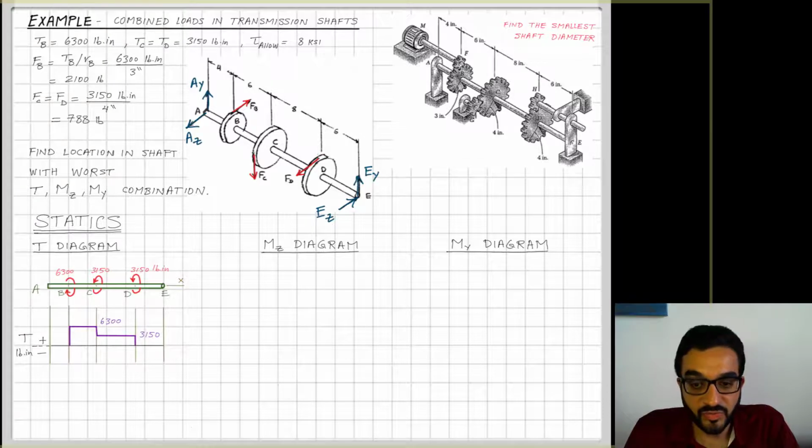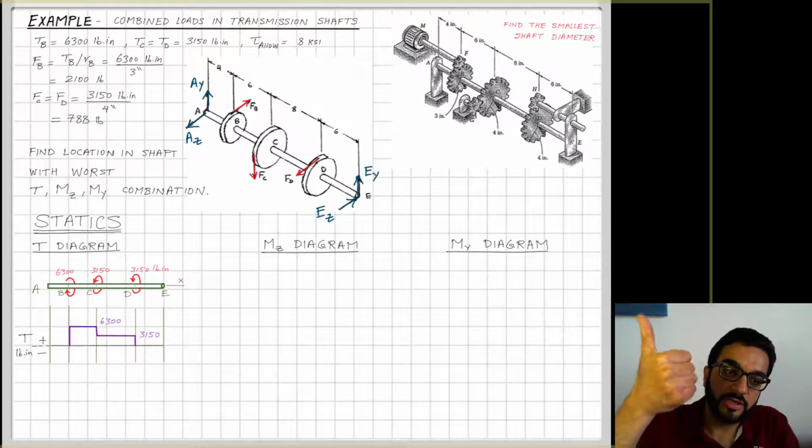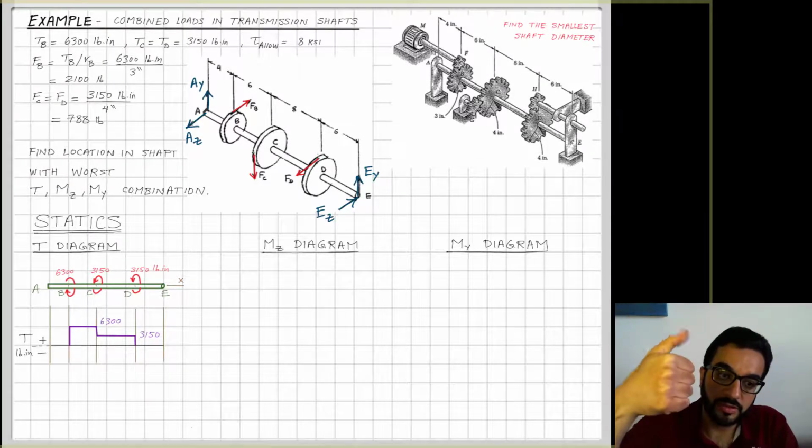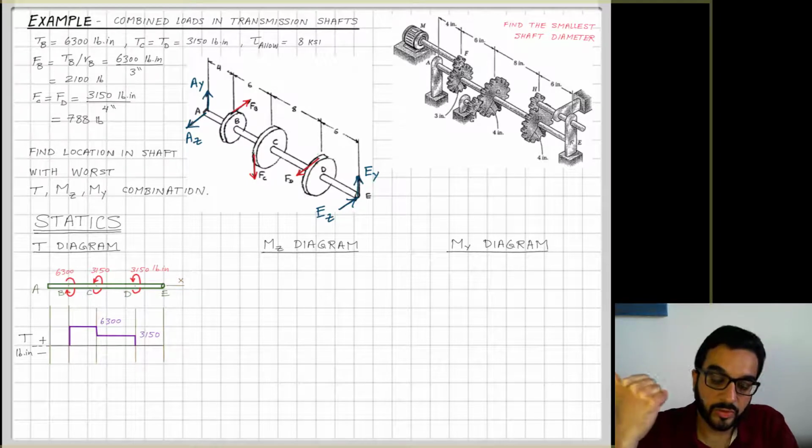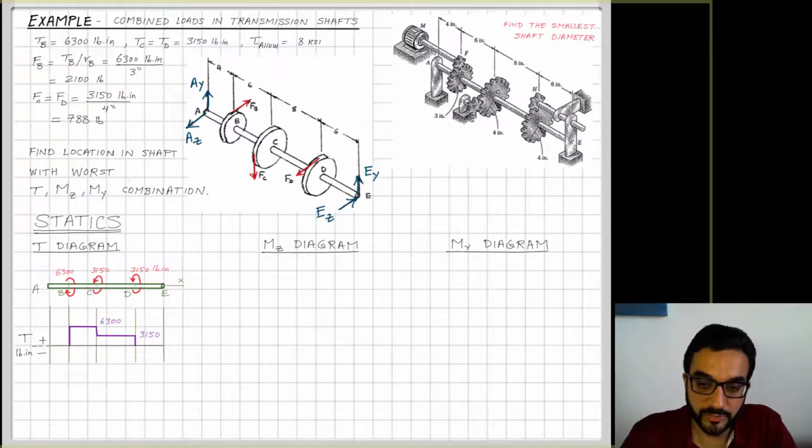And then I hit the torque 3,150 at D, and it's positive using my right hand rule. With the thumb going in the positive X direction, it is a positive torque. So it's 3,150, and then I add another 3,150 at C. Then I keep going until B, and now I hit 6,300, which is going negative. That will bring me to zero equilibrium.